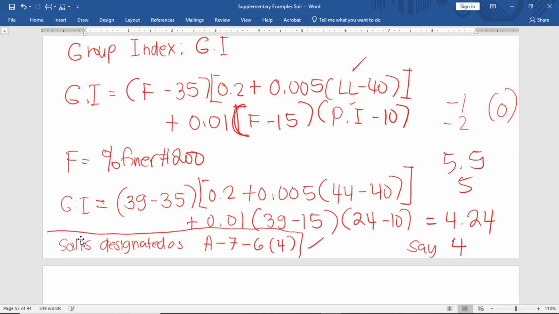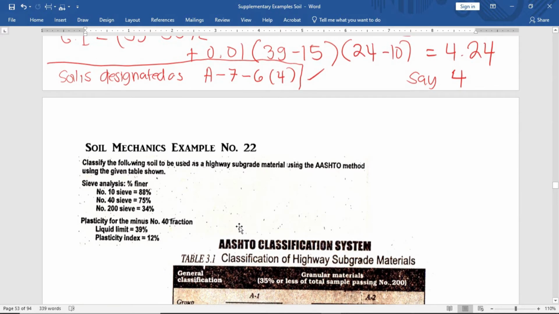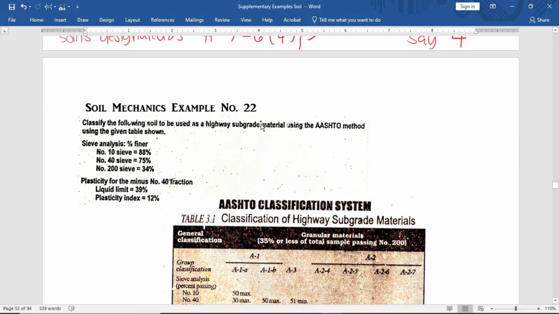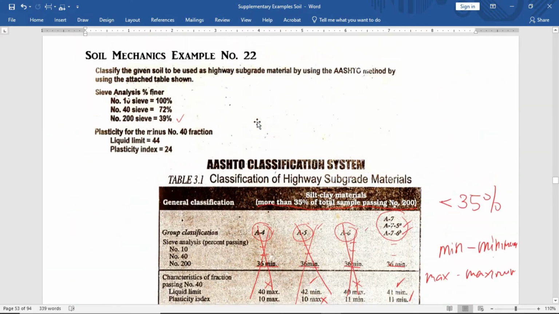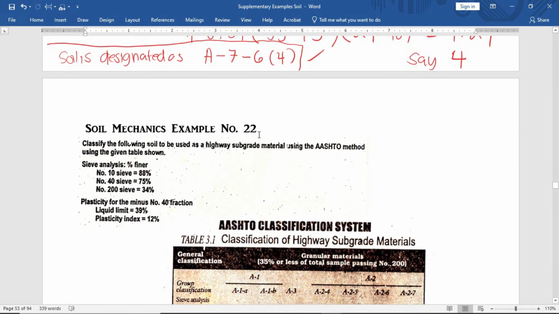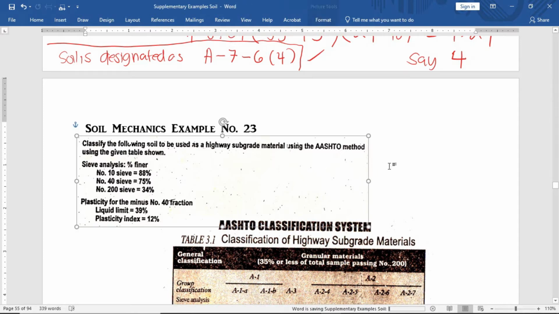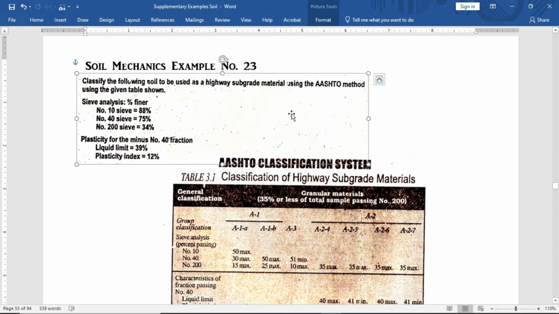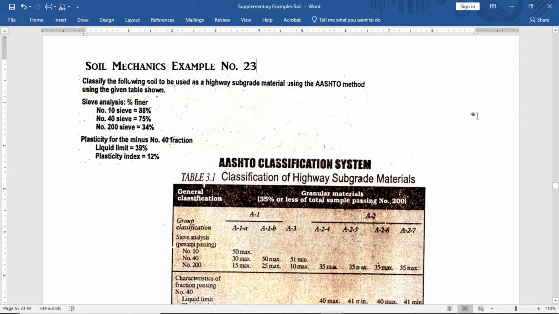So, next problem. Next problem natin is 23. Classify the following soil to be used as a highway subgrade material using AASHTO method, using the given table shown. So, ito yung table. Sieve analysis, percent finer, number 10.